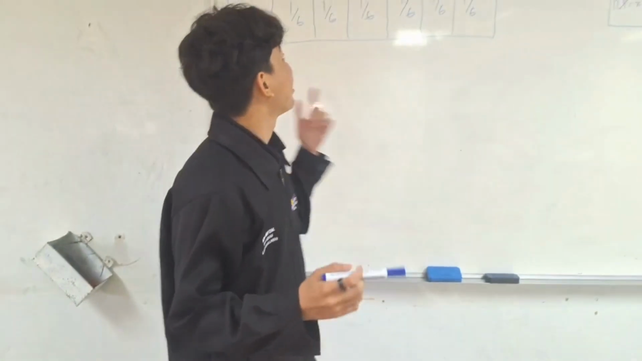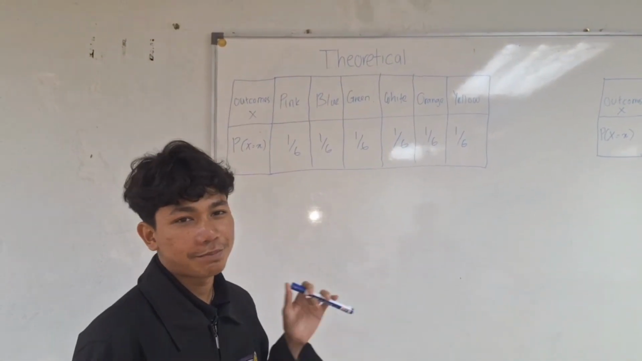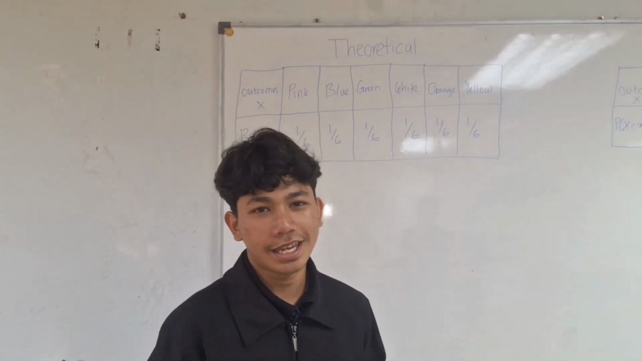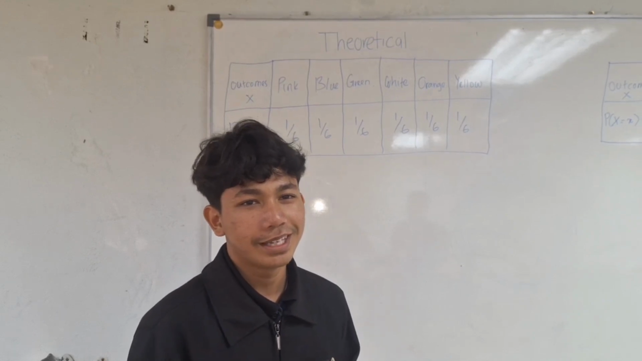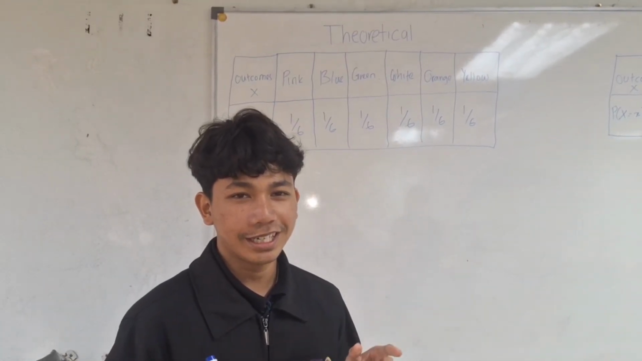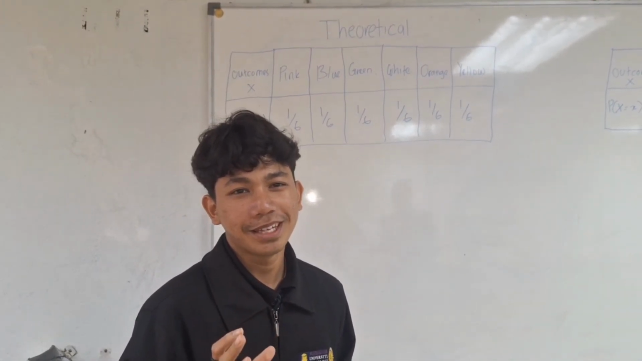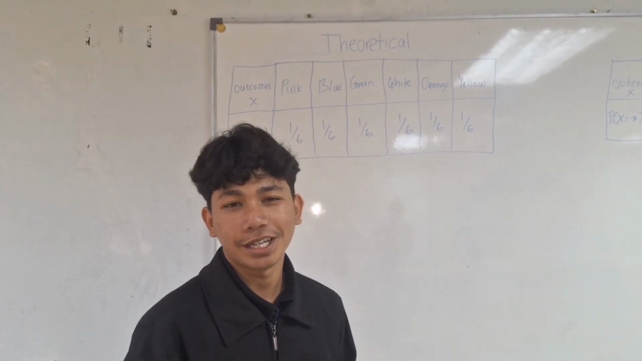For the theoretical probability, the outcome of each color for the spinning wheel is 1/6. This is because there is an equal chance and there is no other factor or cause that could change the outcome. This can be seen in other experiments such as rolling a dice, because there is no other factor that could change the outcome, and the probability of getting each number on the dice is 1/6.